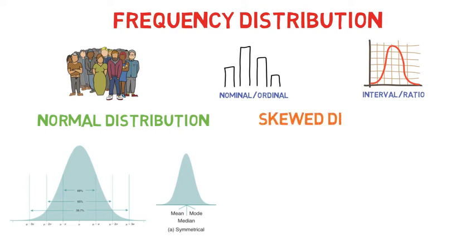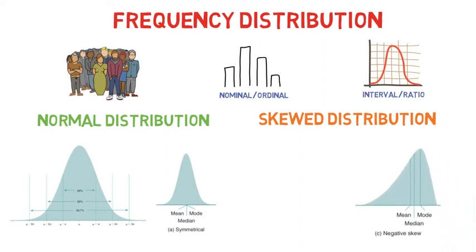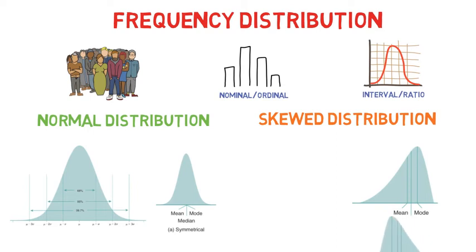A skewed distribution is an asymmetrical frequency distribution where the mean, median, and mode will occur at different points in the distribution. If the longer tail extends towards the lower values, then we call it negatively skewed. And if the longer tail extends towards the higher values, then we call it positively skewed.